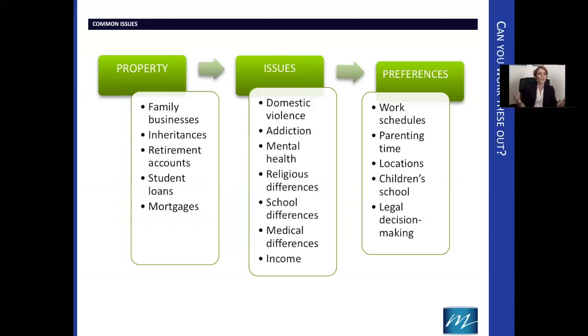So what I'm advocating is a pretty intentional analytical process before you decide whether or not you necessarily need an attorney or how much you want to spend on that attorney. Okay, any questions on that?